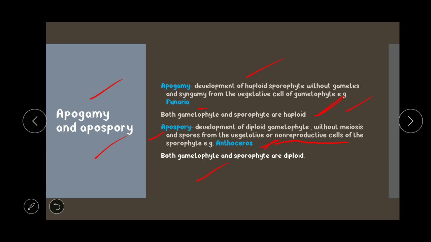So apogamy and apospory, both of them, sometimes students get confused, but you have to remember the differences. Here: the gametophyte, sporophyte, ploidy level, and how it is developing.